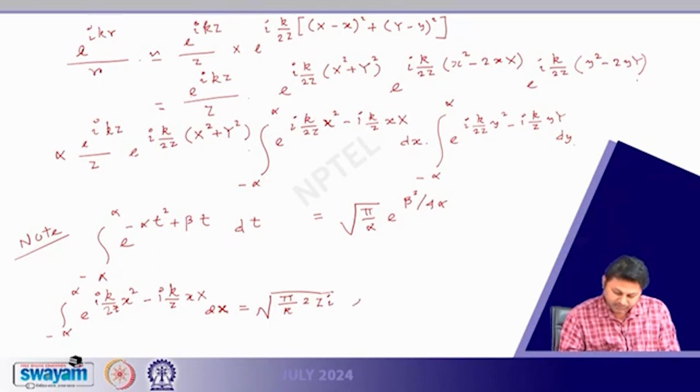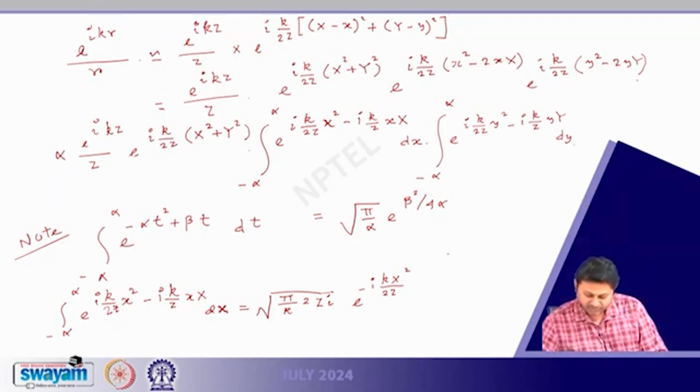Then e to the power of beta is this value. So, I can have e to the power of minus i k, then I have big X square divided by 2 z, because this value is beta square divided by 4 alpha, and if I execute this beta square divided by 4 alpha, it will come like this. So, let me do that.